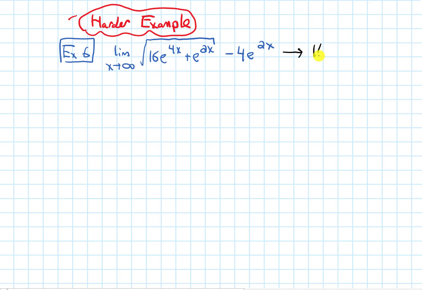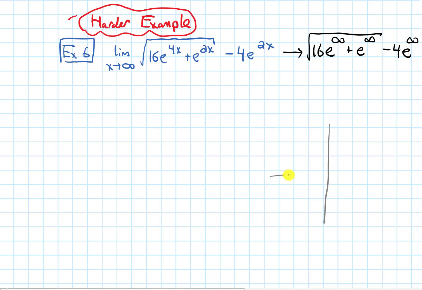We'll get 16e^(4·infinity), which is infinity, plus e^(2·infinity), which is also infinity, inside the square root of that whole thing, and then minus 4e^(infinity) as well. So we need to know what e^(infinity) is. And there are a couple of ways we could logic that out.